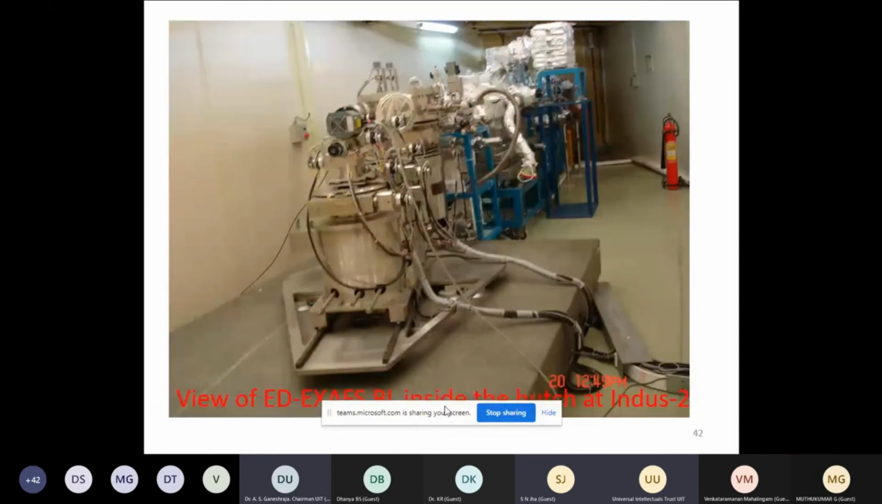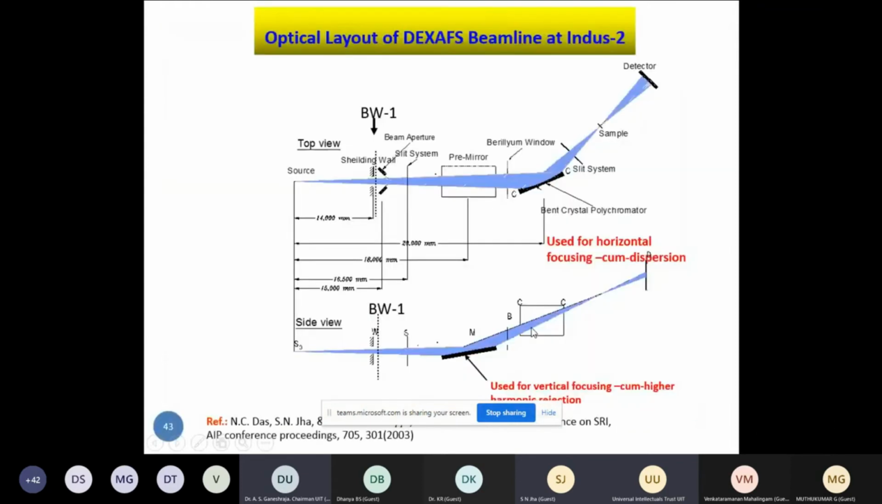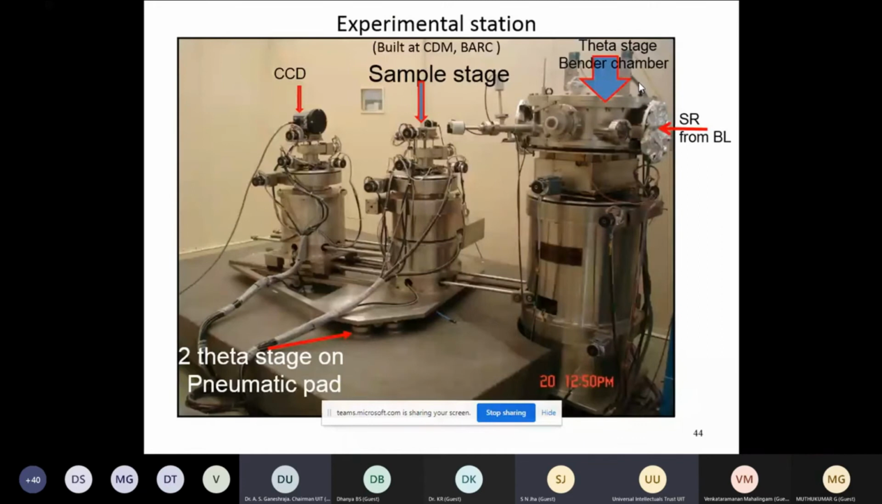So this is the photograph of the first beamline, which is dispersive EXAFS, housed in the shielded hatch, and this is the optical geometry. It has a combination of a pre-mirror and a bendable polychromator, which gives rise to a focused beam at the sample position, and when it diverges from this focal point, the spectrum is recorded by a position sensitive detector. So the whole EXAFS spectrum is recorded simultaneously in a single shot, and so it can be used for kinetic studies. This is the experimental station of the dispersive beamline.